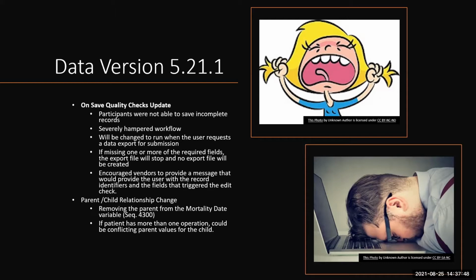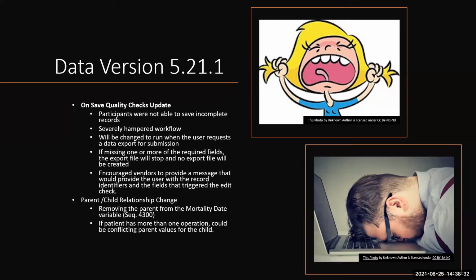So we have worked with IQVIA and the software vendors. Actually, Paul is on the call today, and he did send an email out to the vendors today that we are making a change to the software specs. So these on-site quality checks will be changed to run when the user requests a data export for submission. So if a record is missing one or more of the required fields, the export file will stop and no export file will be created. So these required fields checks will be done again when you are creating your extract file for data file submission.